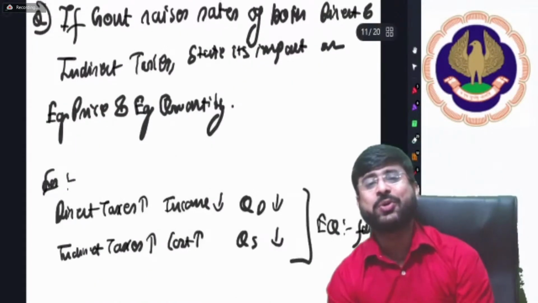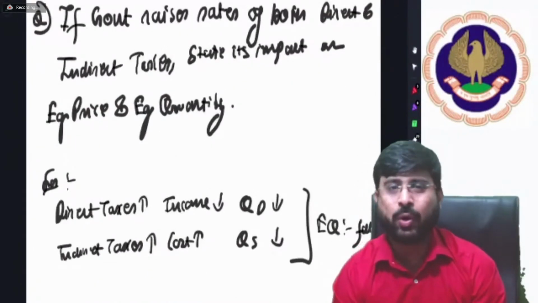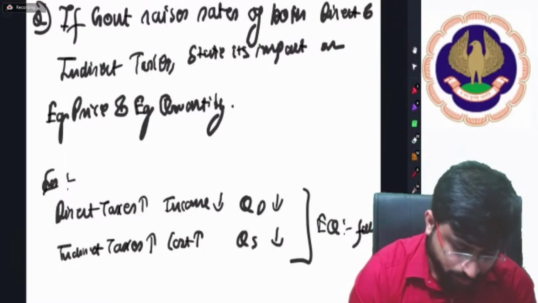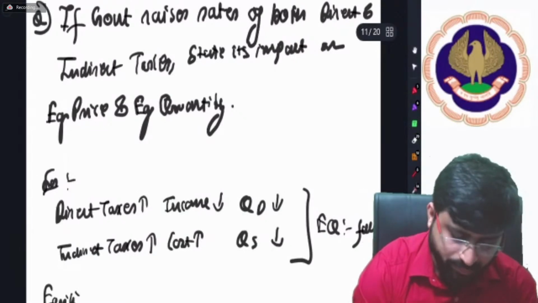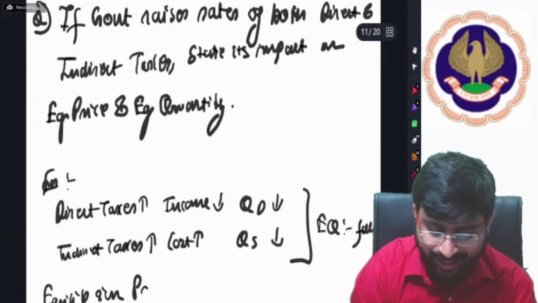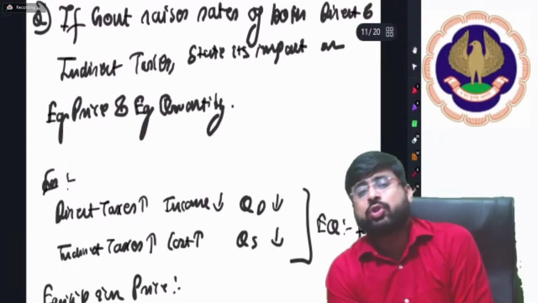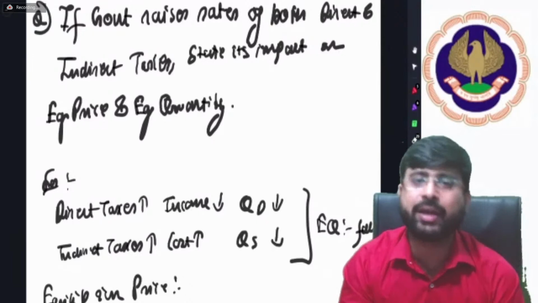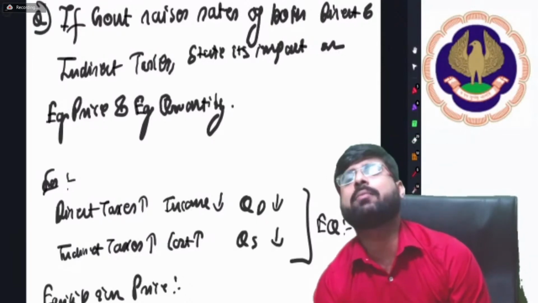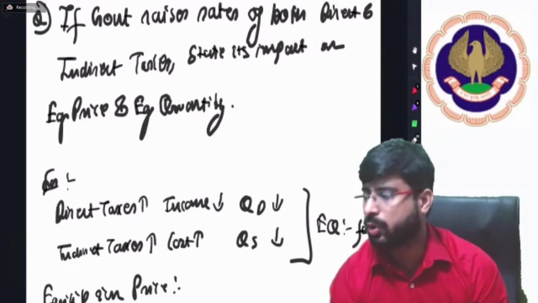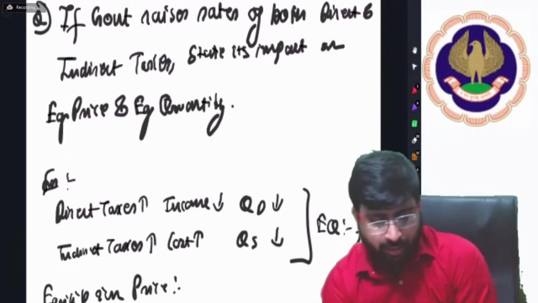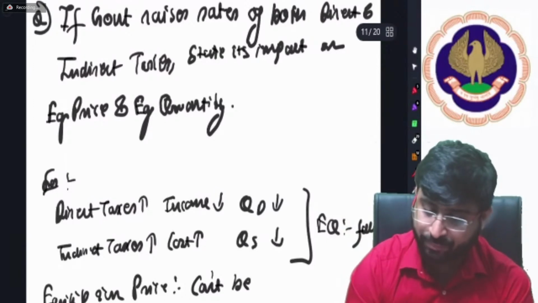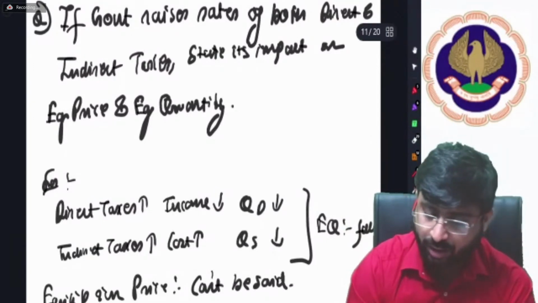Next question is, what about equilibrium price? Again we are in a dilemma. We don't know who is facing a stronger impact, whether demand is falling by a greater percentage, supply is falling by a greater percentage, or the change is equal. We don't know that with the given information. So it can't be said.